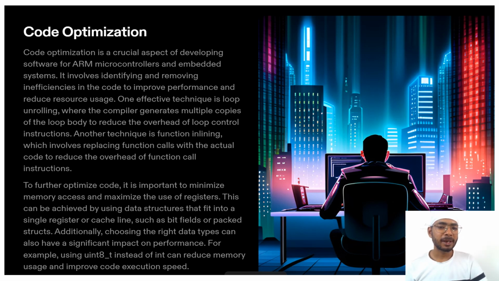To further optimize code, it is important to minimize memory access and maximize the use of registers. This can be achieved by using data structures that fit into a single register or cache line, such as bit fields or packed structures. Additionally, choosing the right data types can also have a significant impact on performance. For example, using uint8 instead can reduce memory use and improve code execution speed.